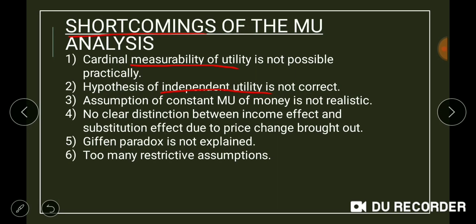Thirdly, the assumption of constant marginal utility of money is not realistic. If the quantity of money decreases or increases, the marginal valuation of money also changes. Number 4, no clear distinction between income effect and substitution effect due to price change is brought out. Fifthly, we have the Giffen paradox, which is not properly explained by this theory. And finally, this theory is based on too many restrictive assumptions.